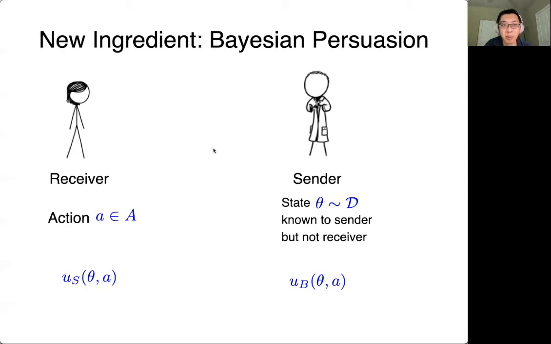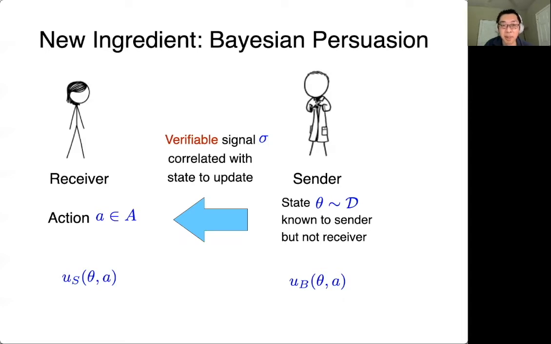So for this purpose, we will introduce a new ingredient, which is the Bayesian persuasion model. In this model, there is a receiver and a sender. The sender knows some state of the world theta drawn from a distribution D. And in the end, the receiver will take some action a from some action set A. And then the receiver will get a utility of U_R(theta, a), depending on the state and her action. And also the sender will get utility U_S, depending on the state and the action as well.